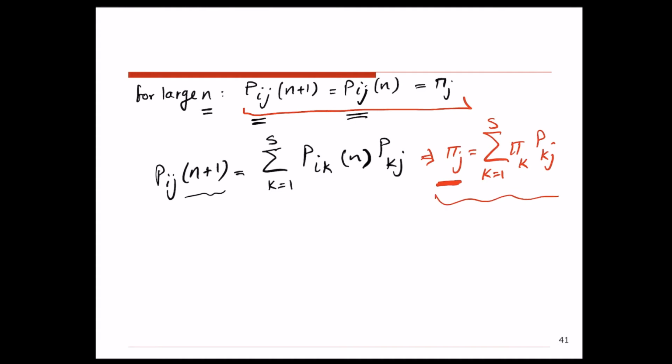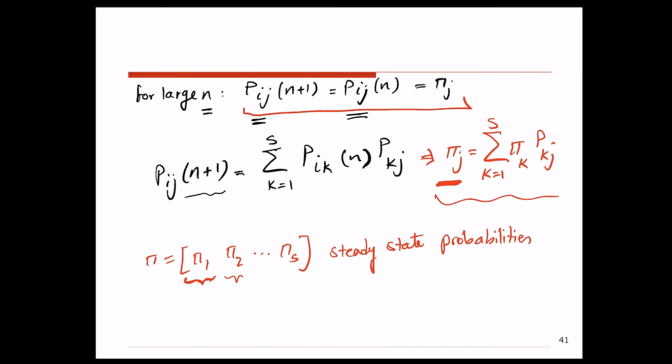So if I calculate pi j for all the possible states, I will have pi 1, pi 2, all the way to pi s. The probability that the system in the long run is in state 1, the probability that the system in the long run is in state 2, and all the way to state s. So this is what we call vector pi, and that's what we call steady state probabilities.